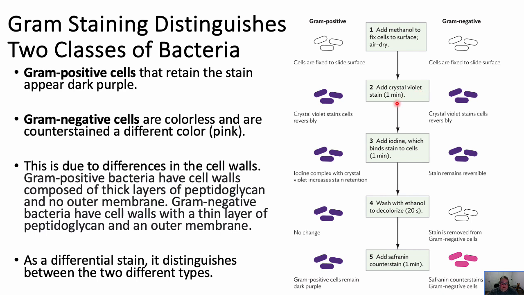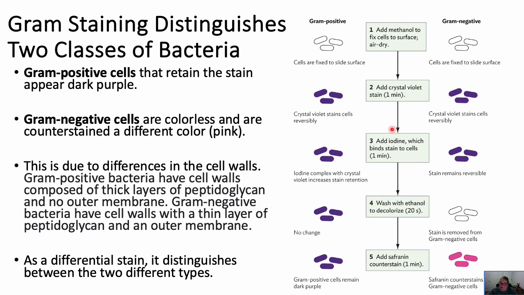Okay, once our minute is over, we're going to rinse the excess stain off, and we're going to blot it, even though the rinse step is not mentioned here in this flow chart. Okay, so after the crystal violet step, both gram-positives and gram-negatives are going to be stained purple.